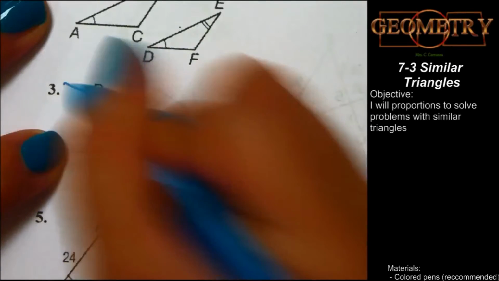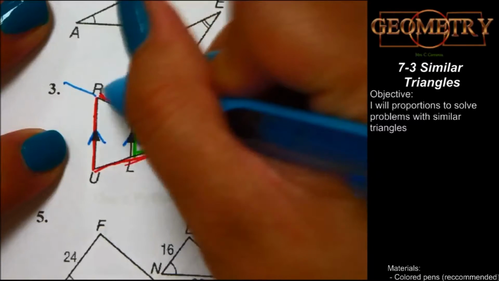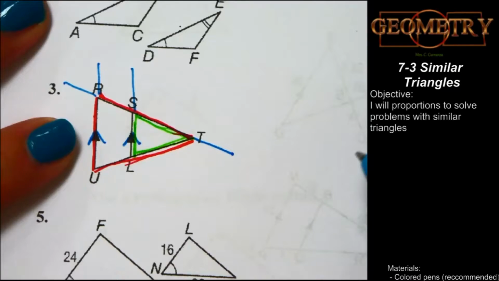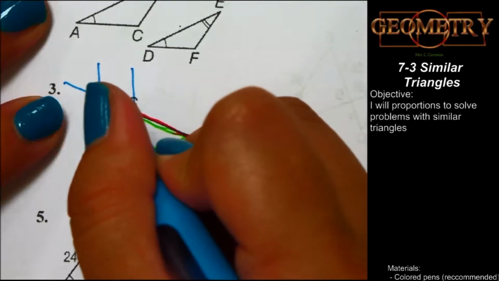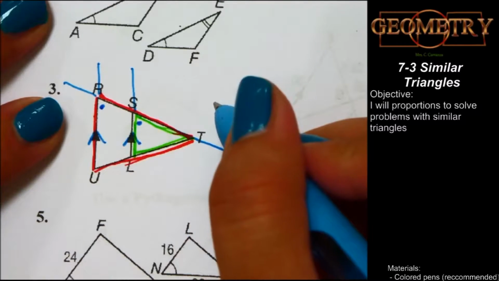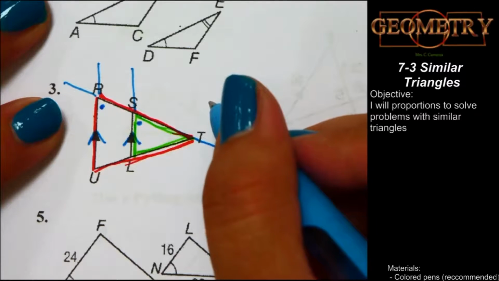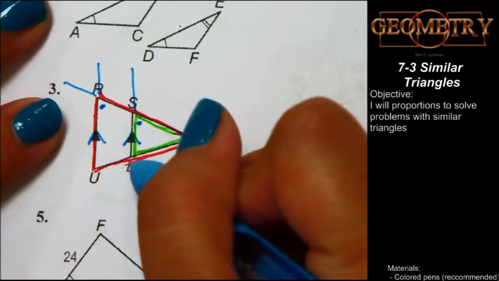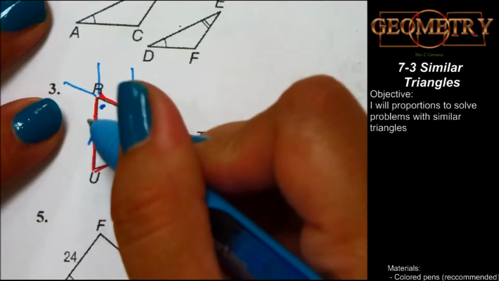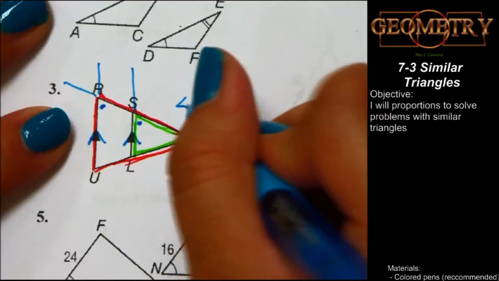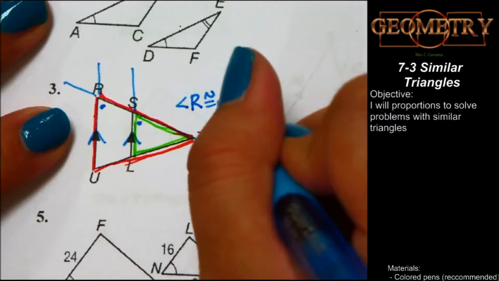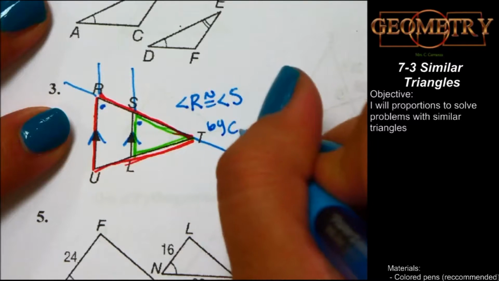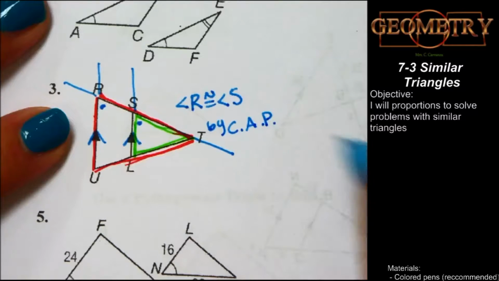So if I extend these lines a little bit, I'm able to more clearly see the parallel lines and the transversal, which means that these two angles right here are what are called corresponding angles. If we recall, our corresponding angles postulate allows us to say that corresponding angles are congruent when the transversal is passing through parallel lines. And so I know that angle R is congruent to angle S by the corresponding angles postulate. I'm going to abbreviate there.